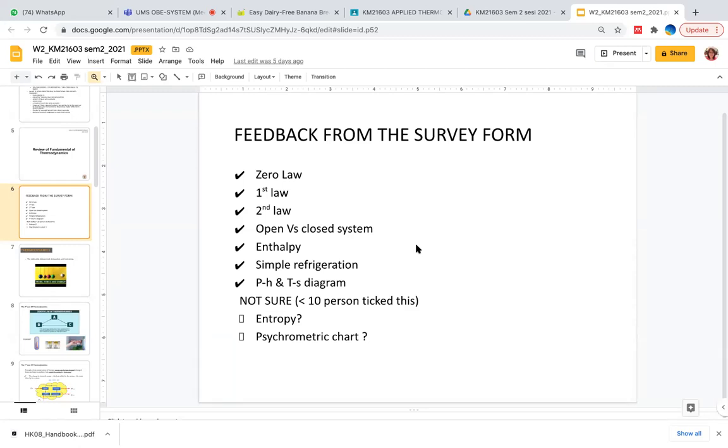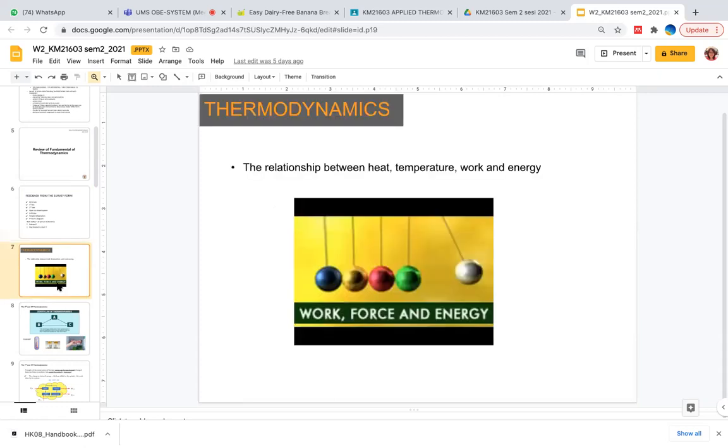Anyway, I will probably touch a little bit on this. Don't worry about that. I'll make sure everyone knows about it, okay? And some of you asked me about the definition of heat and the definition of thermodynamics. Basically, thermodynamics is the relationship between heat, work, and energy. For example, a heat engine: I heat up the engine, create work, and have the energy, right?